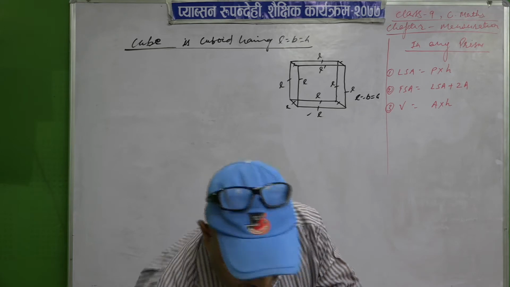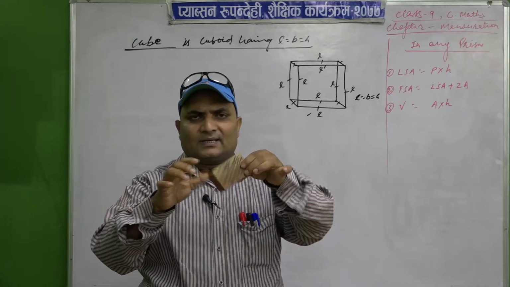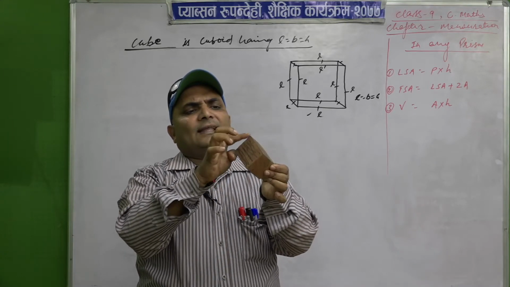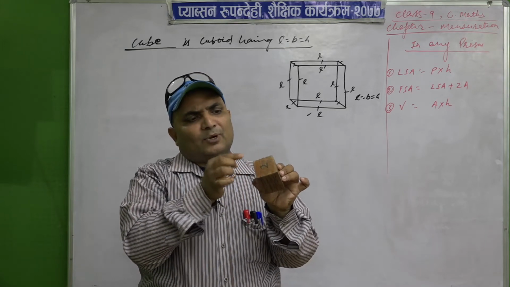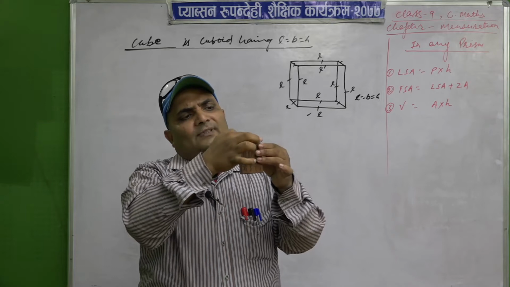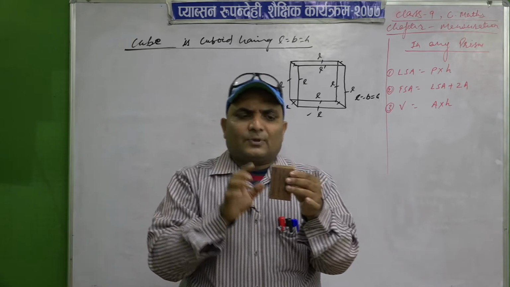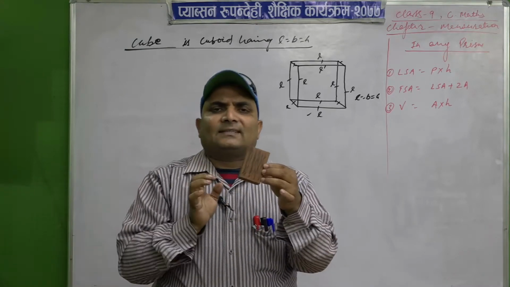See, this is a rectangular prism. In this prism, only length and breadth are equal. This side and this side are equal, but this side is not equal with this side or this side. So it is a rectangular prism or a cuboid. We cannot say it is a cube.